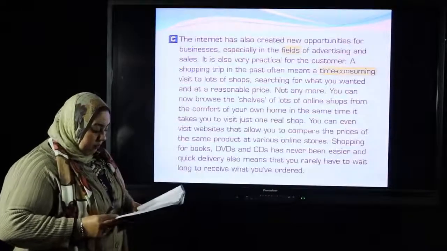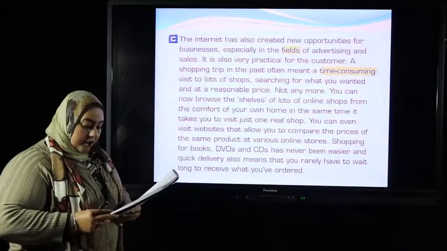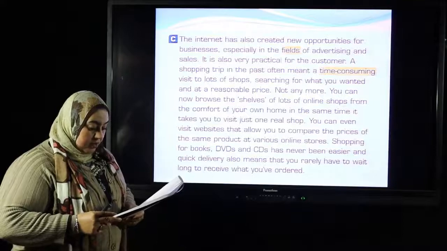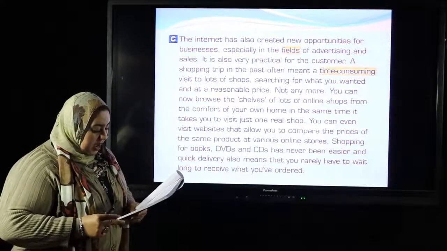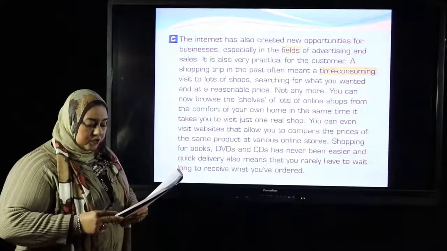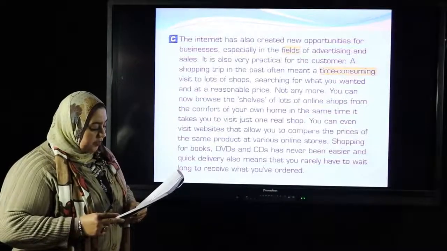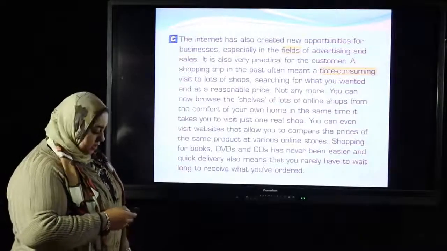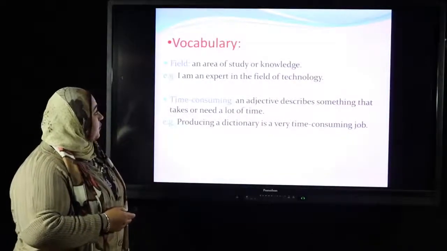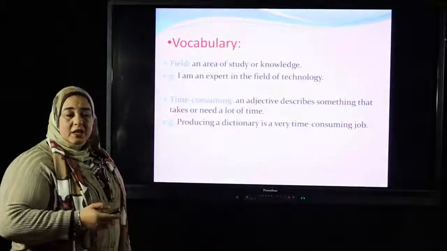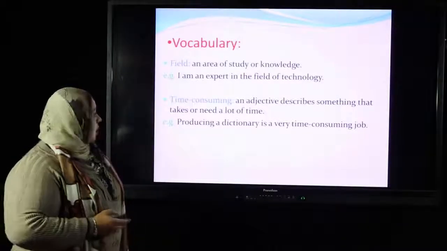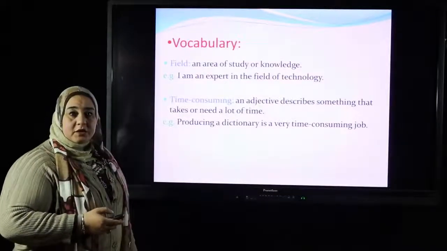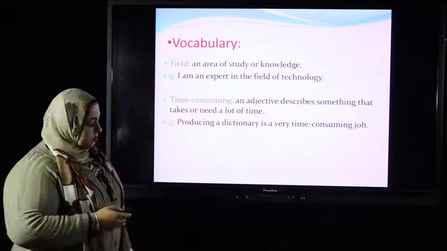Then we are reading about the opportunities or how we can use the internet. The internet has also created new opportunities for business, especially in the fields of advertising and sales. What do you mean by the word field? An area of study or knowledge. Field, anything. I am an expert in the field of technology, in the field of medicine, in the field of science.